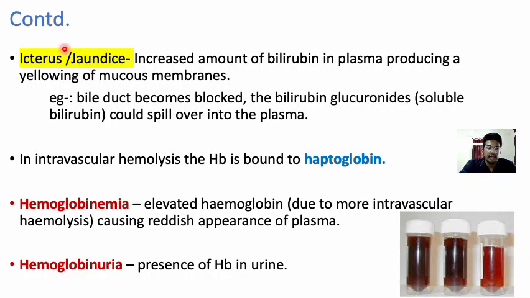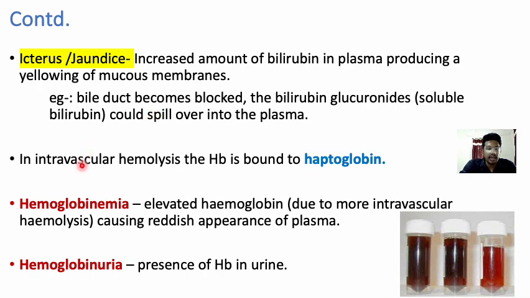There are some abnormal conditions, the icterus or jaundice. You might have seen or heard about this disease condition, which is basically a symptom. When there is an increased amount of bilirubin in plasma, it produces a yellowing of the mucous membrane. For example, when the bile duct becomes blocked, the bilirubin glucuronide or the soluble bilirubin will spill over to the plasma, and it will cause the yellowing of the mucous membrane.